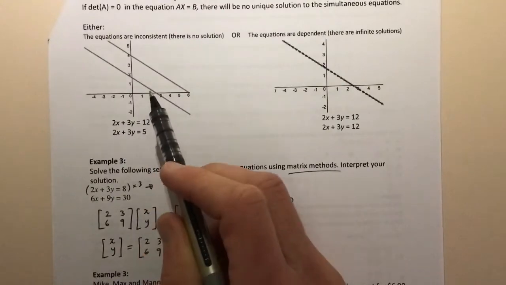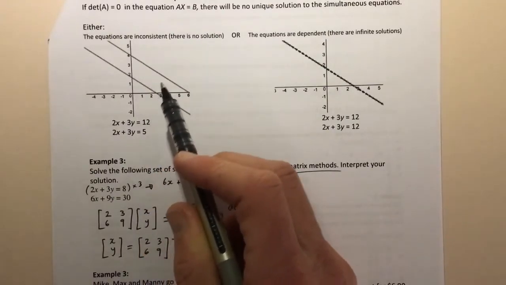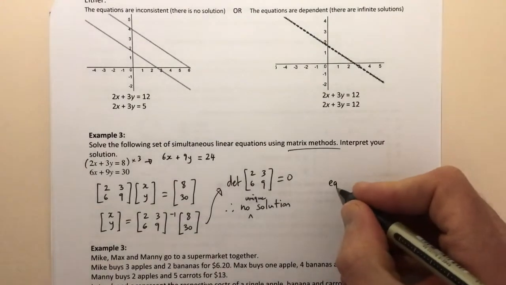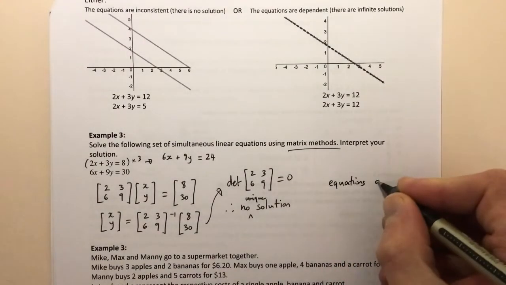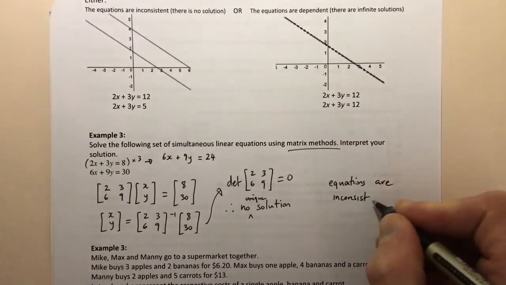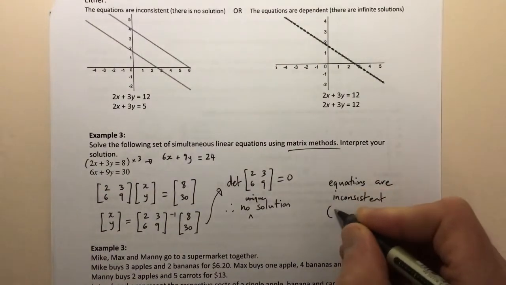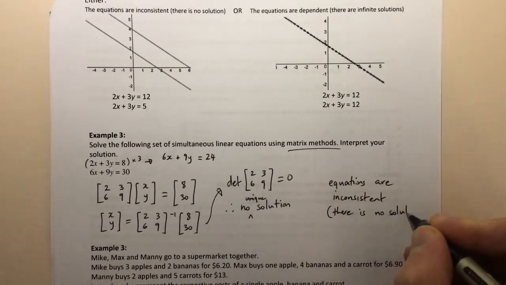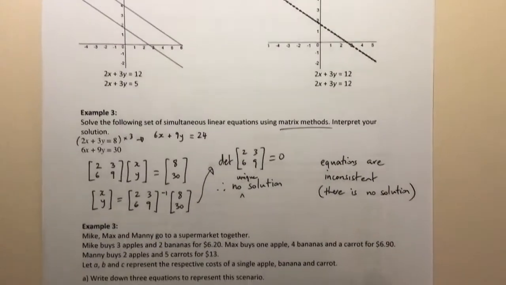It's actually this situation here, where if you drew them on a Cartesian plane, you'd have two parallel lines that never cross. And so from this, we can say that the equations are inconsistent, which means there is no solution. Okay, so that's the sort of thing we're looking for.